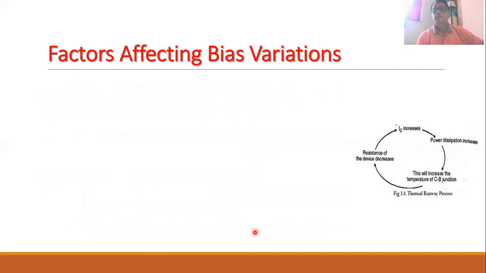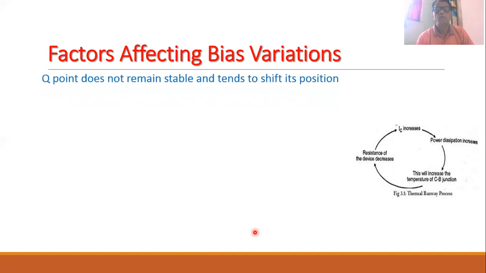But it is very difficult to keep the bias of the transistor fixed. There are various factors that affect the bias or cause variations in the bias values of the transistor. The Q point or the operating point of the transistor does not remain stable, and it has a tendency to shift its position.